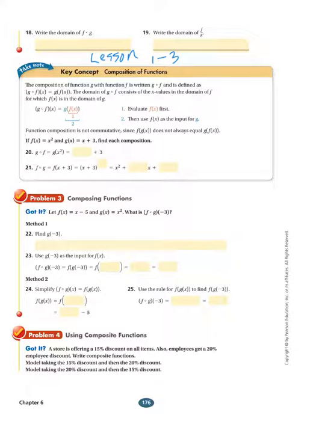Okay, so the key concept for today is composition of functions. In the previous lesson we added, subtracted, multiplied, and divided functions. In this lesson, we're going to find what's called the composition of functions. And this is what the notation looks like. It looks like g∘f, but it's read g of f of x. This open circle just means the word "of."